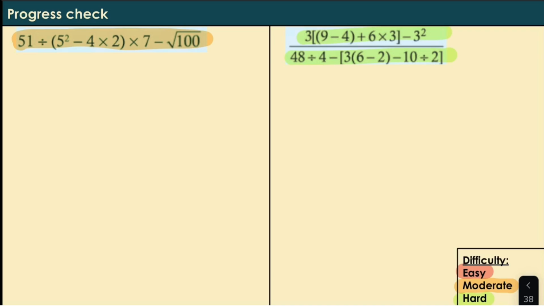Progress check. Now these questions are harder. We have a moderate question and a difficult question. The green one is a tricky one. So before we begin, I highly recommend on your test paper, always remember to write BIDMAS. This will be a useful reminder for order of operations questions. So brackets, yes, I see brackets, and inside the brackets I also see the blue 5 squared. So I'm going to work that out, and I see a root 100 in this question. So I'm going to work inside the brackets and work with my indices first.